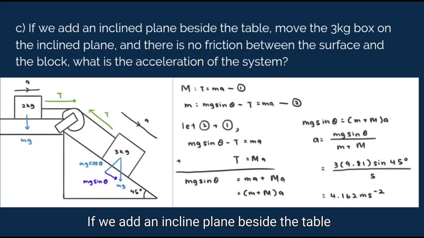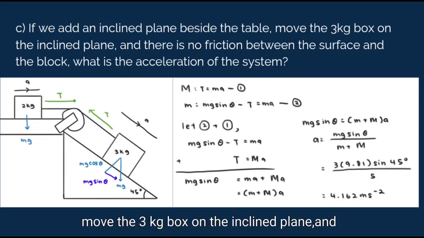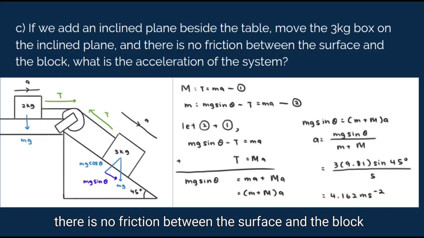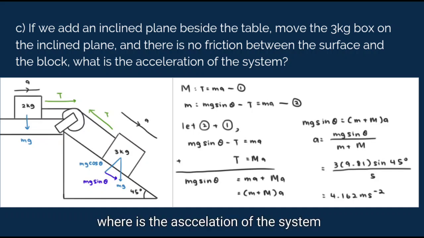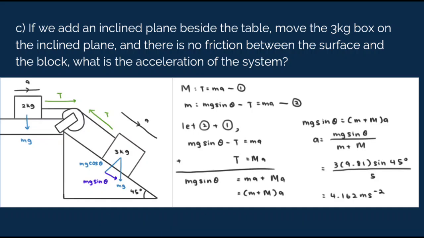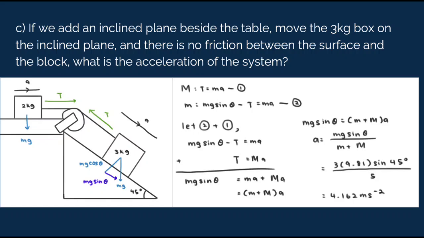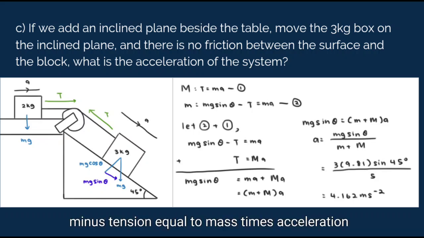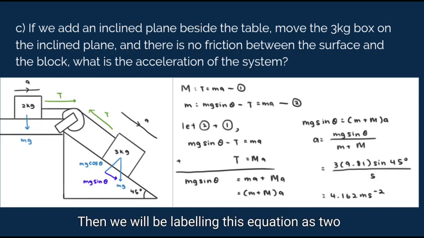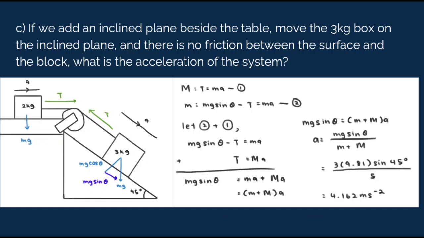If we add an inclined plane beside the table, move the 3 kg box onto the inclined plane, and there is no friction between the surface and the block, what is the acceleration of the system? For the solution of this question, we can use the formula of force equals mass times acceleration. The force is known as tension. We can label this equation as 1. The formula that we will be using for the 3 kg box is weight minus tension equals mass times acceleration. Then, we will label this equation as 2.